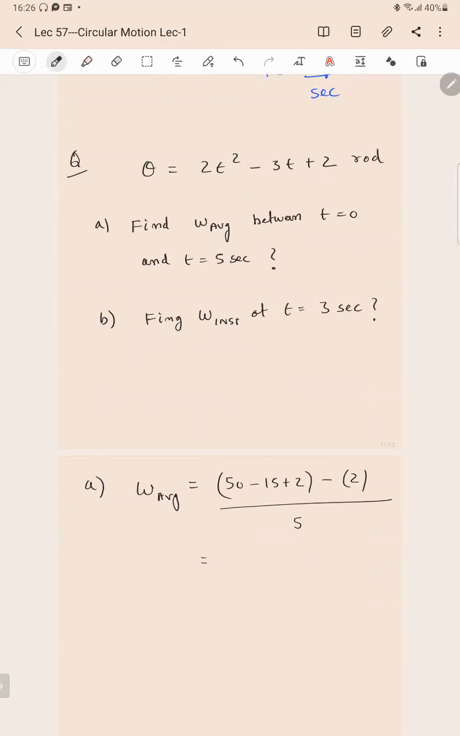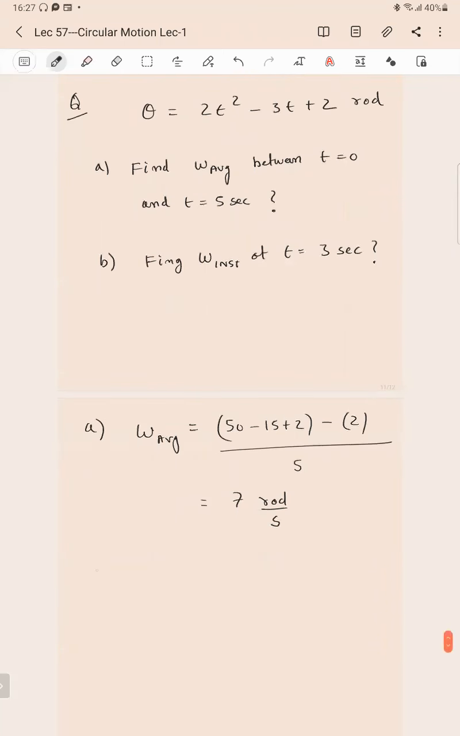2 minus 2 is 0. 50 minus 15 will be how much? 35 by 5 is 7. So the answer comes out to be 7 radian per second. Right? Yes, sir. Okay. What is your B part answer? Sir, 9 degree per second. 9 radian per second. Okay, so it comes out to be 4t minus 3, and t is placed as 3. Fine, perfect, 9 radian per second. This is a perfect answer for the B part.